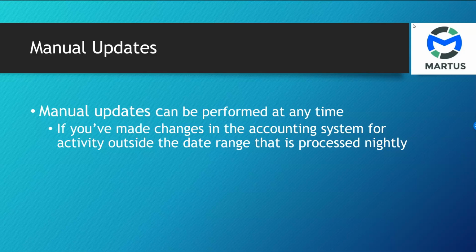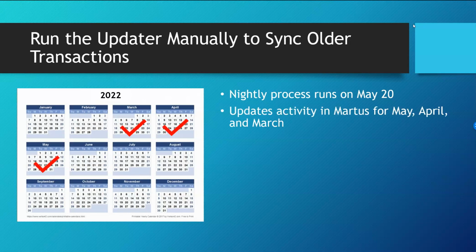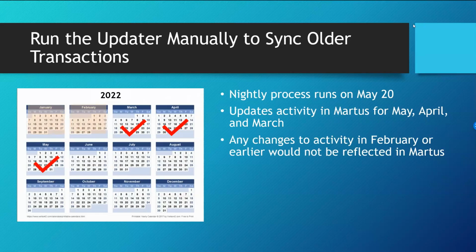Let's take a look at a specific time frame to illustrate this. When the nightly process runs on May 20th, it refreshes Martus with all of the transactions in March, April, and through May 20th. It does not update any earlier months. If you must make some changes dated in January and February, you would have to run the updater manually in order to sync those months into Martus.